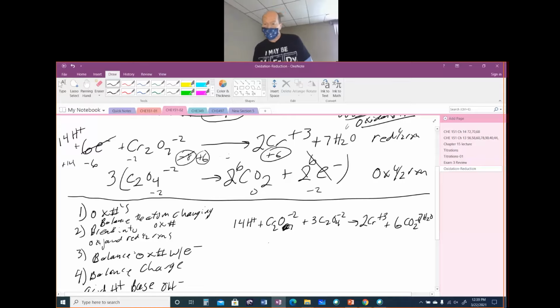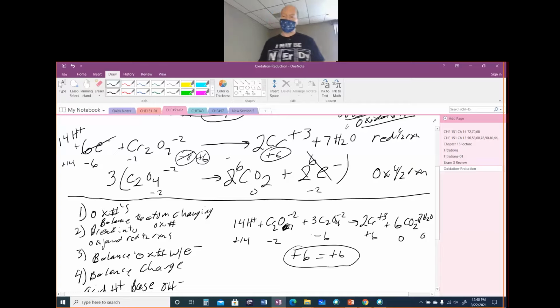All right, so if we check the charge on the left, we have a Cr2O7 minus 2. We have one of them. We have 14 H pluses. We have 3 C2O4 minus 2. So this is a plus 14. This is a minus 2. This is a minus 6. All right, and so you end up, you got 14 minus 2 is 12. Minus 6 is a plus 6 on the left. On the right, you've got plus 6. You got CO2 neutral. You got H2O neutral. You have plus 6. All right, and so there is your overall oxidation reduction reaction.